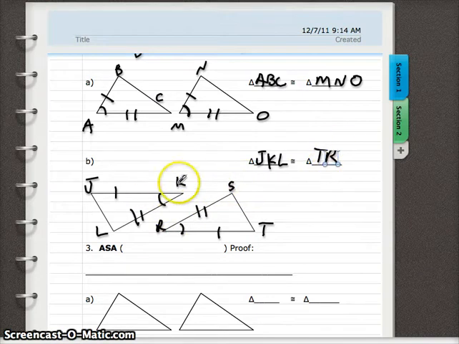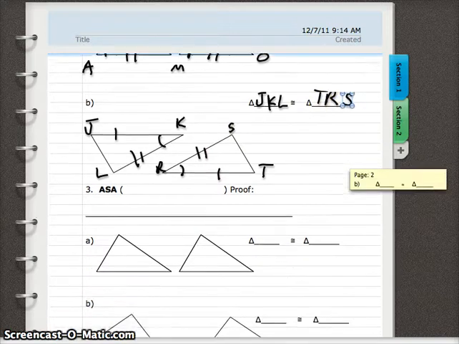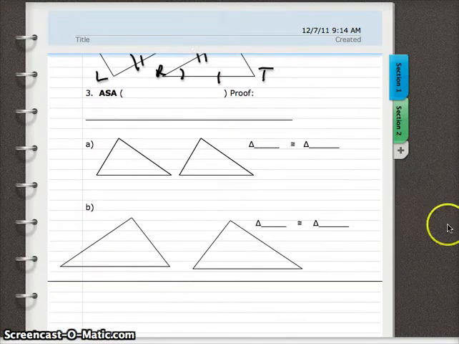And the last one, L, was corresponding with L. That must be S, right? So that's how we have to name it if we name it triangle JKL here. Its corresponding congruent triangle has to be triangle TRS. So that is side, angle, side. Let's see what this one is.